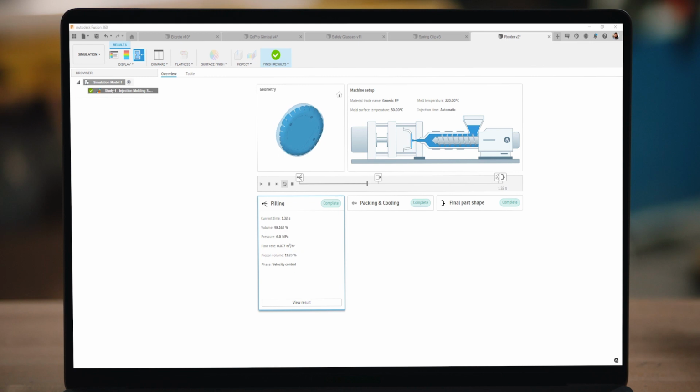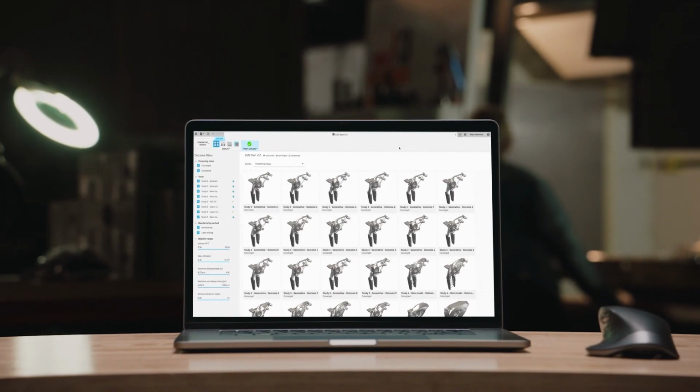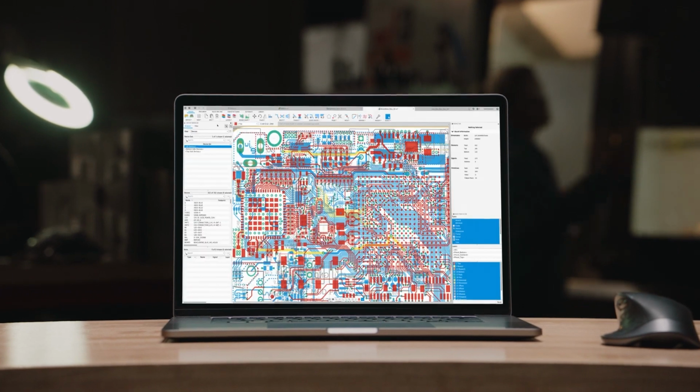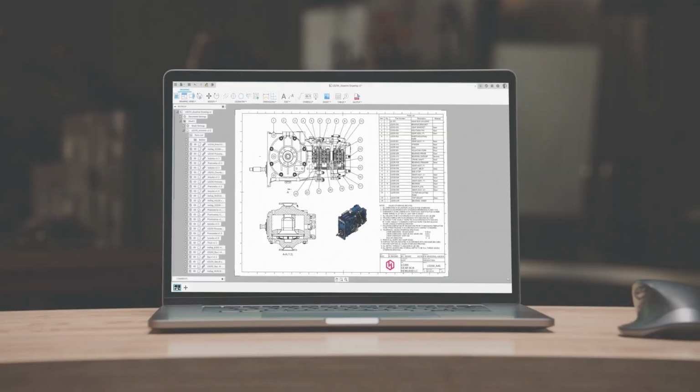Our simulation tools also include injection molding simulation studies to help you gain plastic injection molding manufacturing insights for your 3D design. In the end, taking an idea from thought to a product is complicated, but you can do it seamlessly with Fusion 360.